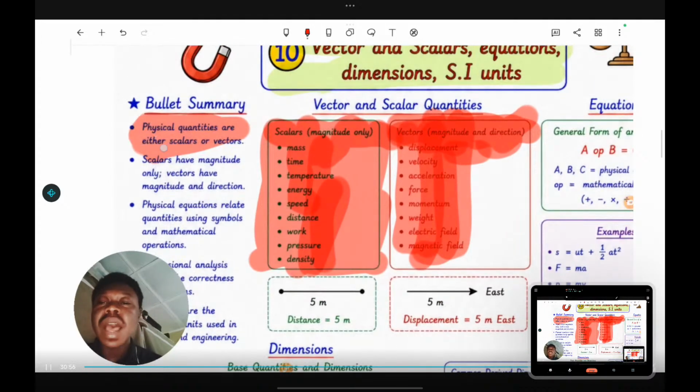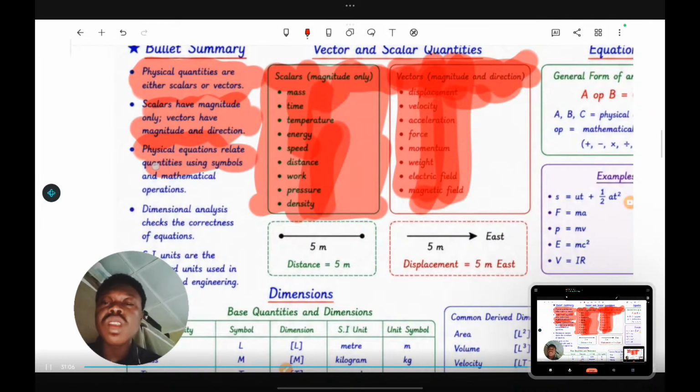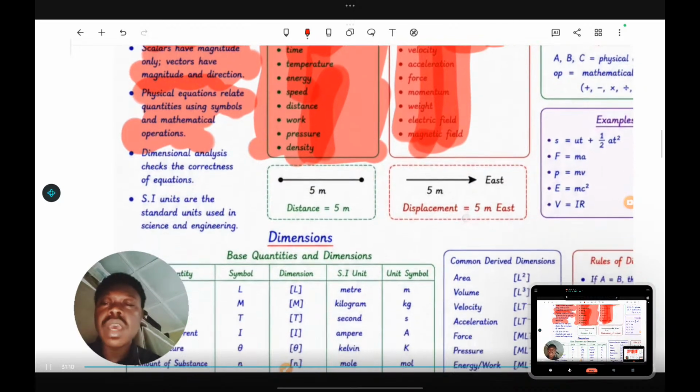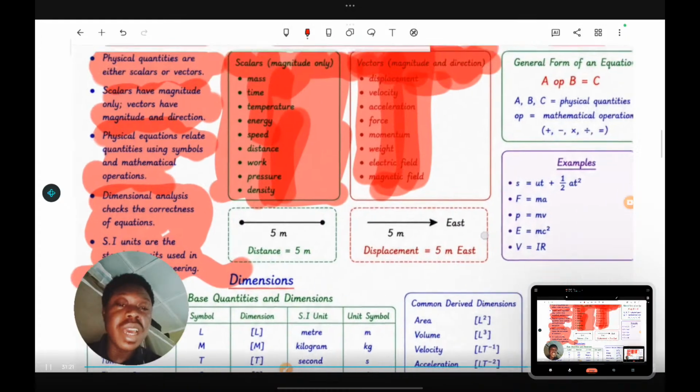Physical quantities are either scalars or vectors based on classification. Scalars have magnitude only, while vectors have both magnitude and direction. Physical equations relate quantities using symbols and mathematical operations. Then we have dimensional analysis, which checks the correctness of an equation. And SI units are the standard units used in science and engineering.